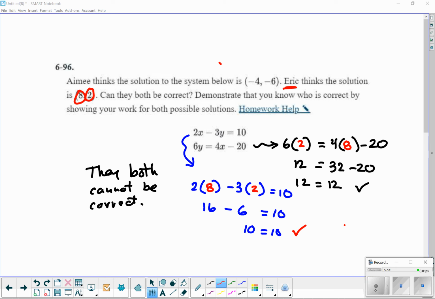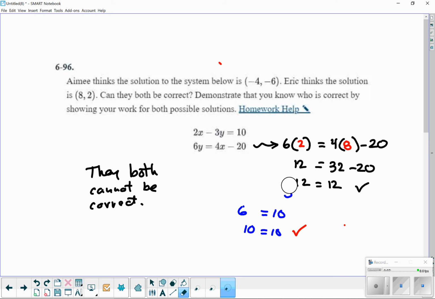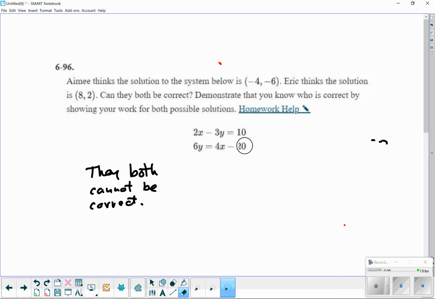All right, so now we're going to go ahead and do the same thing with Amy's solution, right? So we do know that Eric's solution does work. We're going to go ahead and do this for Amy's solution. So Eric is good, and because we said they both cannot be correct, then obviously we know that Eric is good and Amy's is not. But let's just find out why Amy's is not.